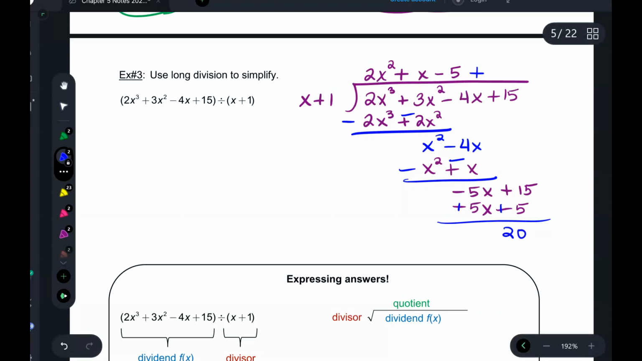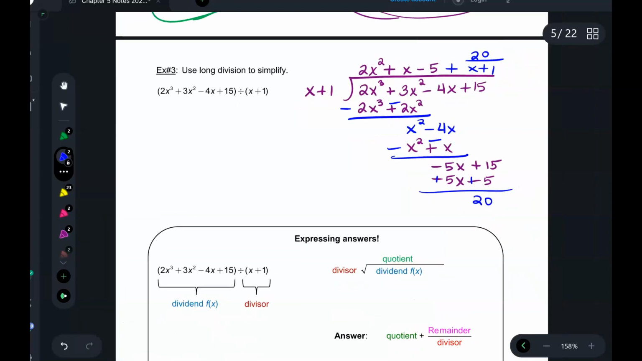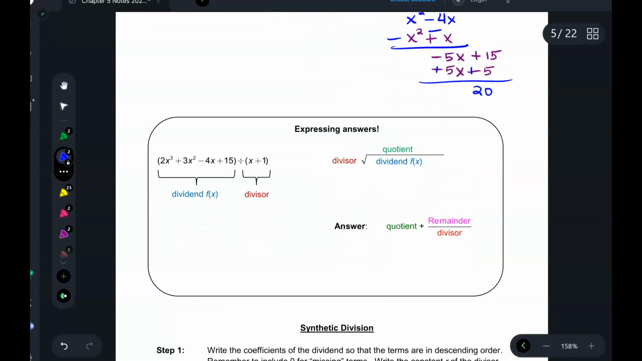I need to include a plus or a minus. The last problem had a minus 1 as the remainder. This one has a plus 20 over x plus 1. Good. Why do you make the 5 plus? Because it's 15 minus negative 5, so you're really subtracting, which is plus 5. That's as hard as long division gets.